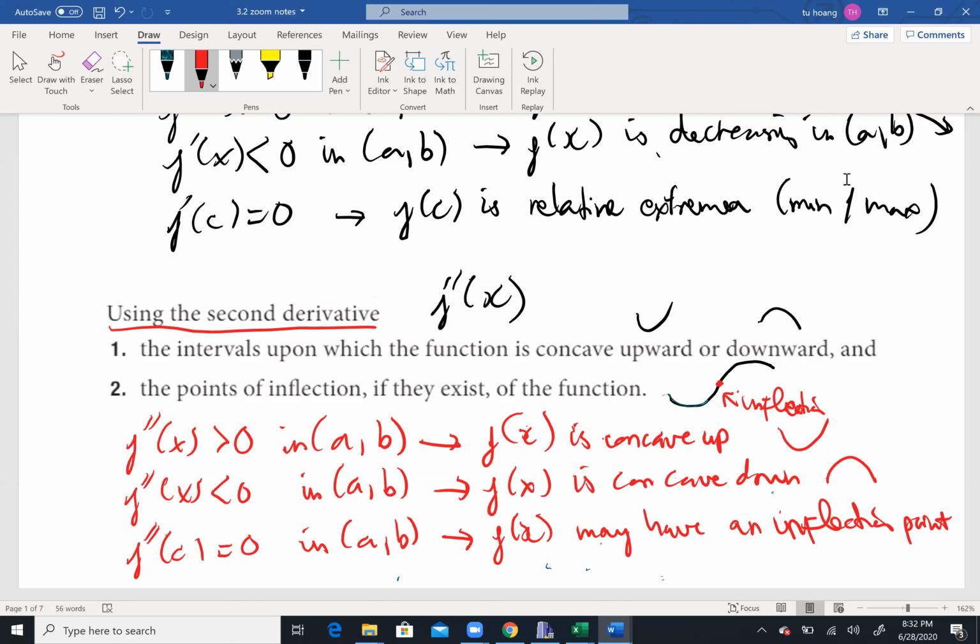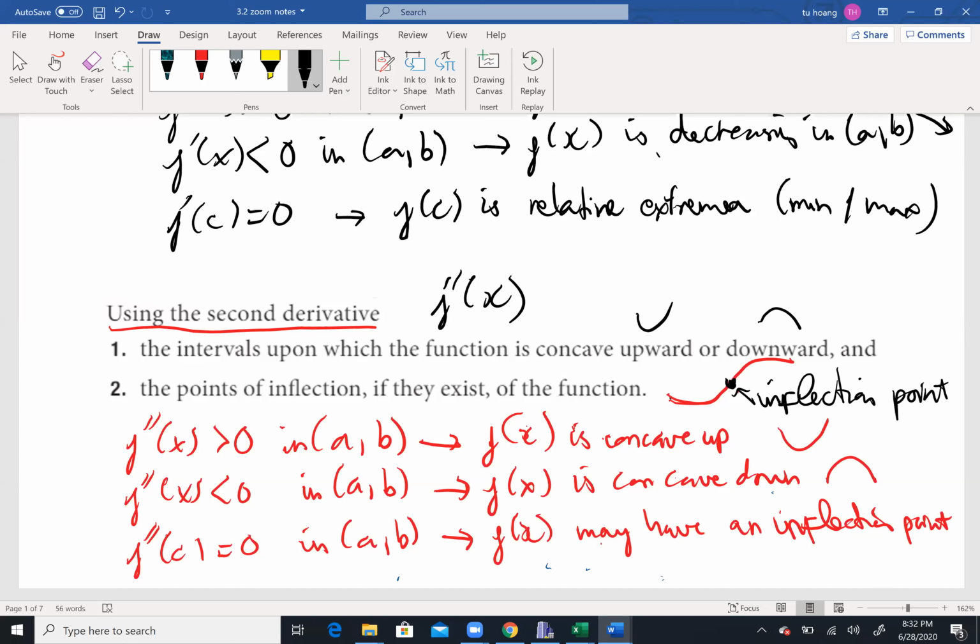So what is inflection? Let me draw it. The inflection point is a point where, as you see here in the graph of f of x, at first it was concave upward, and then after that it's concave downward. So the point that's like a transition point here, that's what we call the inflection point.